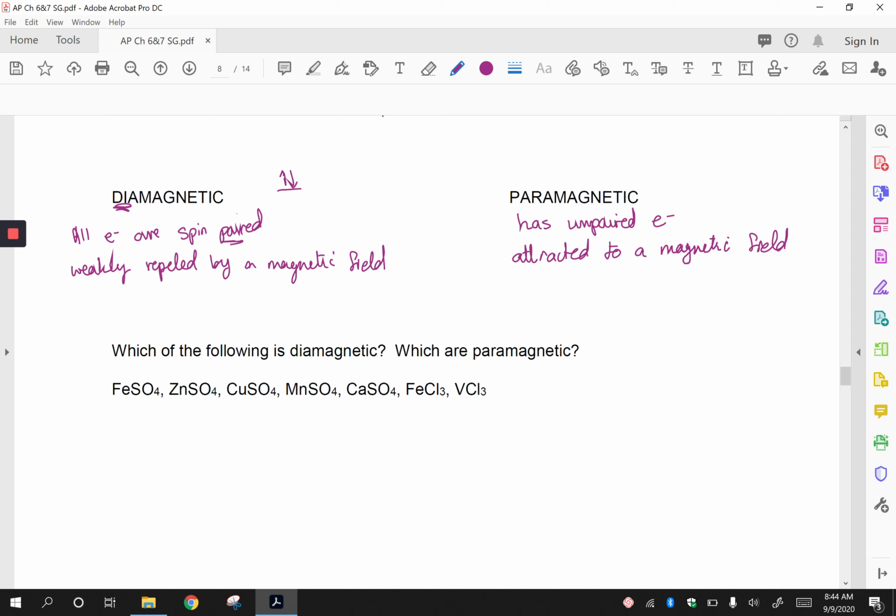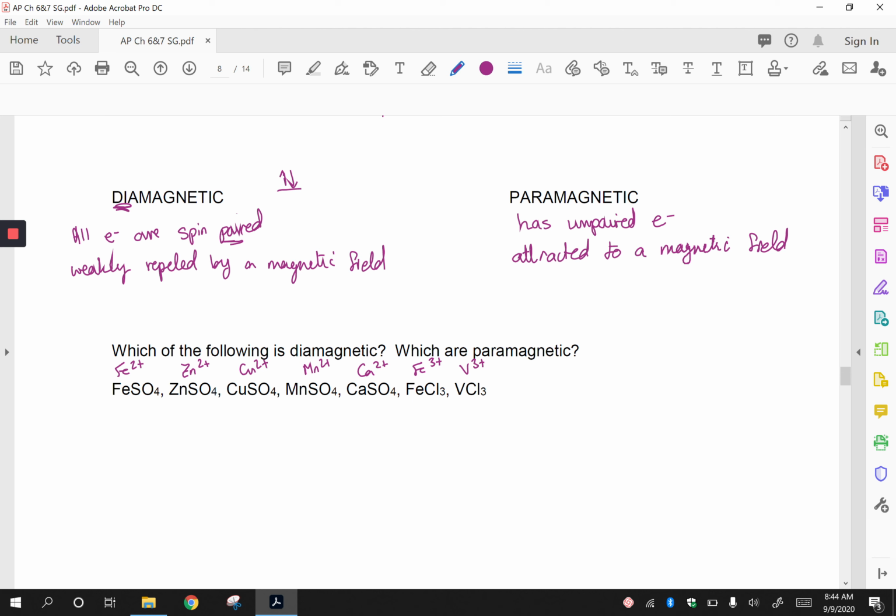So let's take a look at these here and try to figure out, are they diamagnetic or paramagnetic? So how would you do that? What you do is you look at the cation. Don't worry about the anion. So in this case, we're looking at the Fe2+. This one is the Zn2+. This one's copper 2+, manganese 2+, calcium 2+. This one, Fe3+, and V3+.